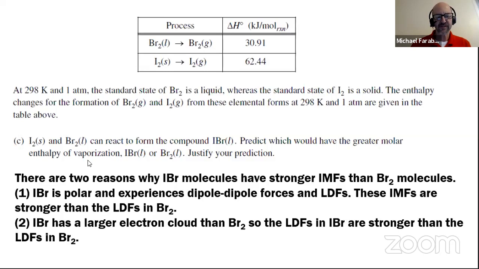This is about polar versus nonpolar, but it could also be about the size of the electron cloud. So first of all, you could have said that IBr, which is a polar molecule, would experience stronger intermolecular forces than Br2, which is nonpolar. So the polar molecule experiences both LDFs and dipole-dipole forces, and that would be stronger than the London dispersion forces in bromine. You also could have said that since an IBr molecule has a larger electron cloud, the LDFs, the London dispersion forces, would be stronger in IBr because of its larger electron cloud and greater polarizability.